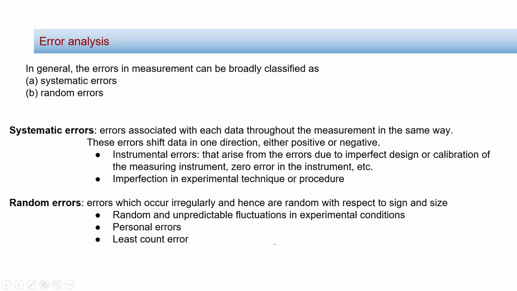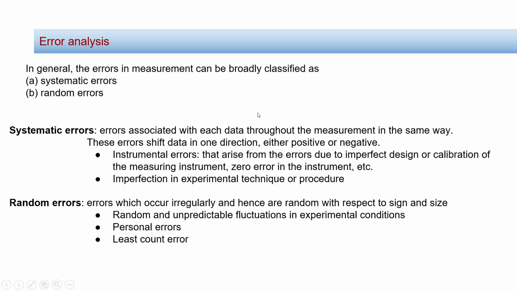Okay, so as we talked about, any measured value has some error associated, and there are many sources of these errors. If we talk in general, error in any measurement can be classified as systematic errors or random errors. So what are systematic errors? Errors associated with each data throughout the measurement in the same way. These errors shift data in one direction, either positive direction or negative direction.